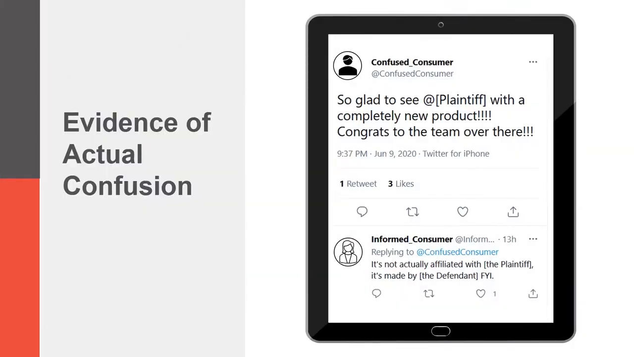Here we have a mock-up of a post we found showing actual confusion. This is from a case where a plaintiff sued a defendant after the defendant started selling a product bearing the plaintiff's trademark. We came across many instances of source confusion among consumers of the at-issue product on social media. Many people were sharing pictures of the defendant's products while tagging the plaintiff's brand.